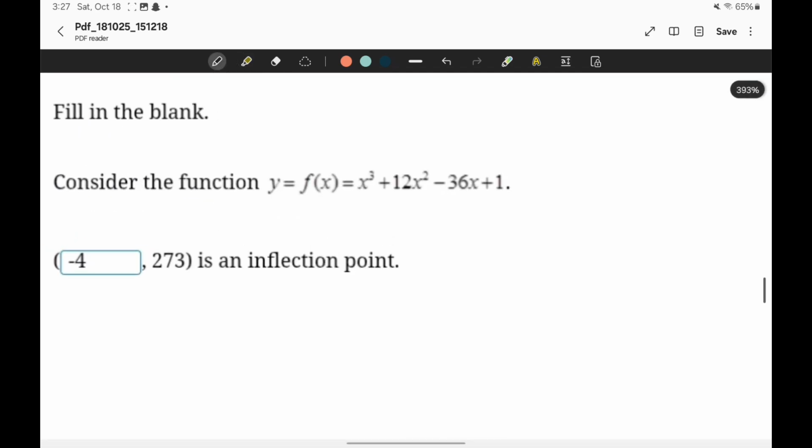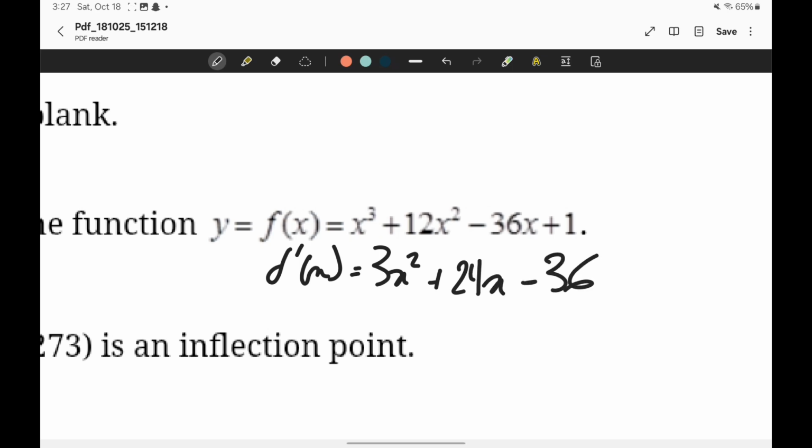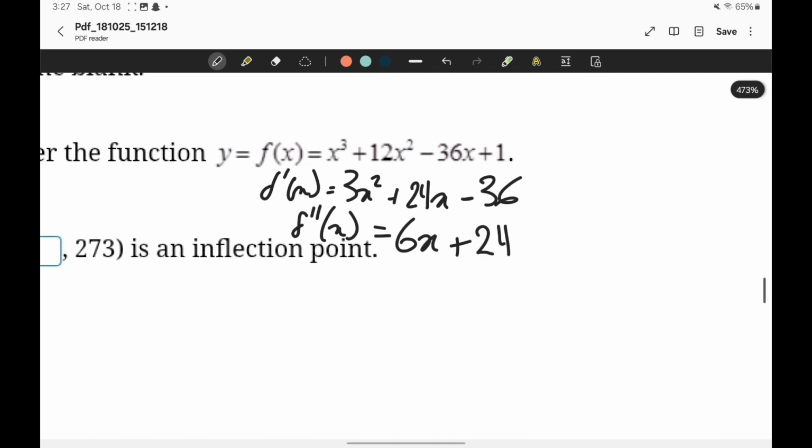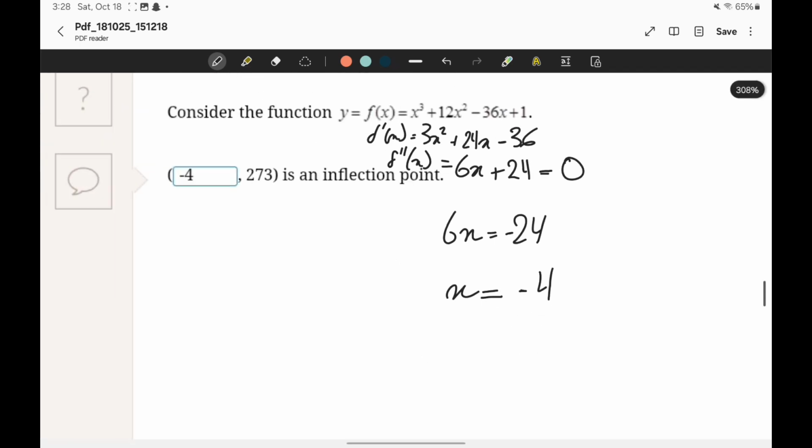Number 7, this is the same thing. We have a function. If we derive it once, f prime of x is 3x squared plus 24x minus 36, and f prime prime of x is equal to 6x plus 24. Okay, equate this to 0, so 6x equals minus 24, so that means x is equal to minus 4. Because they're asking for an inflection point, we put f prime prime equals 0, so our final answer, x is minus 4.